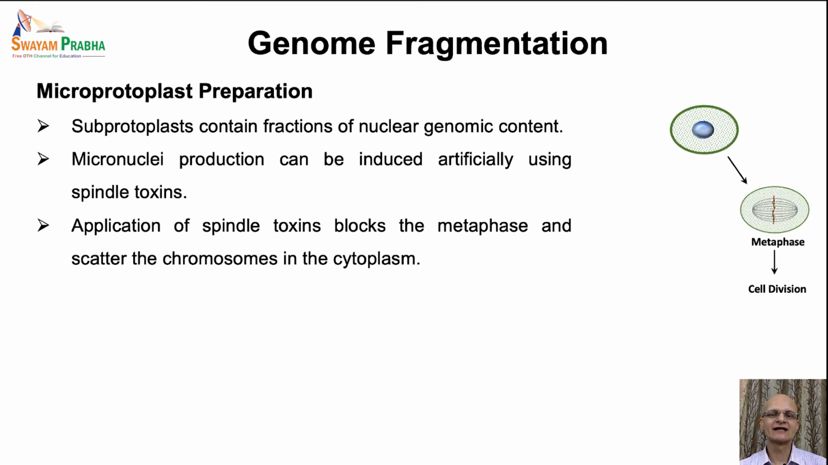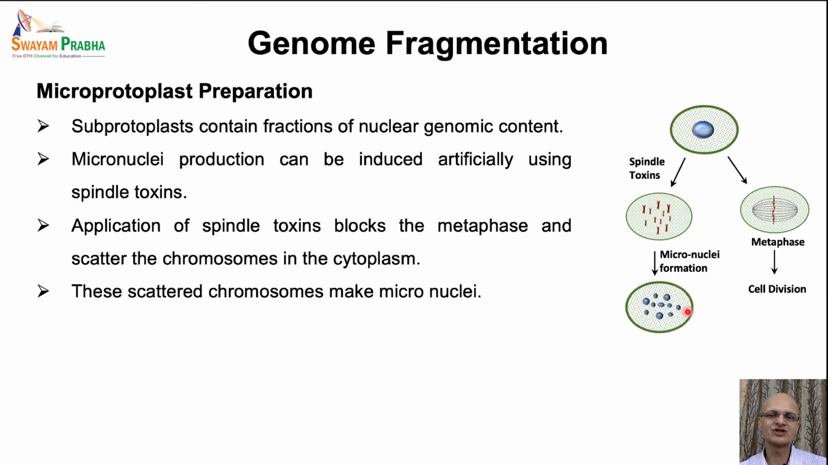So here is a cell which is ready to divide, and it undergoes metaphase and cell division. However, if the spindle toxins are applied in the synchronized culture, that is, all the cells in the culture are in the same stage of division, spindle formation will not take place and all the chromosomes get scattered in the cytoplasm. Later, these scattered genomic fragments or the chromosomes decondense into smaller nuclear-like bodies and are called the micronuclei.